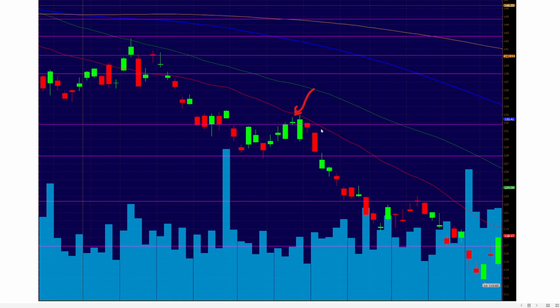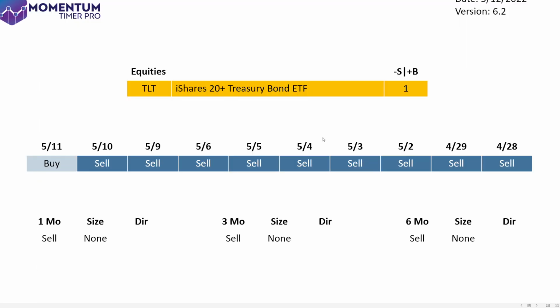So far you get the idea: in a downtrend, Momentum Timer Pro is a lot better at finding the short side of the market than the long side. So if you're a short seller, this is now adding some new information for you to use. If you're a long only investor, it says stay away. How about we now move out to May 12th?